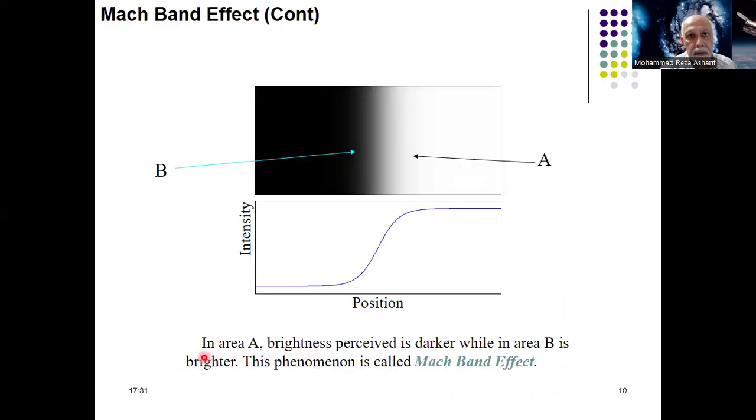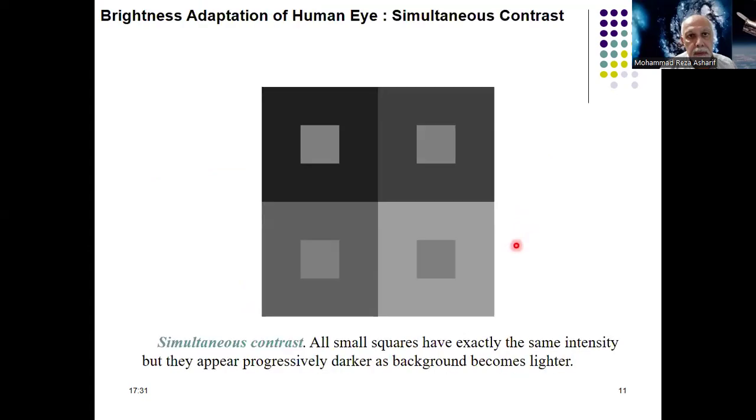Also, you can see here, for instance, in area A, because it's white, the perceived brightness is darker. It seems darker than here. While in area B, because it's black, here is brighter than here. So this is the Mach band effect, the response to position as density gradually increases like this. So this is important.